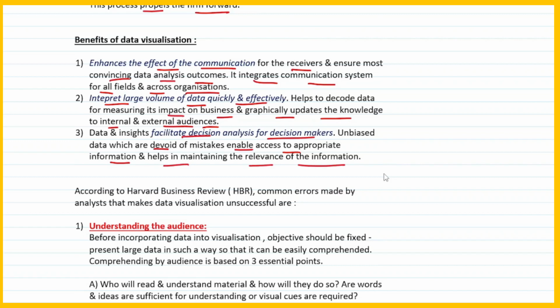So the benefits of data visualization is basically it enhances the effect of communication for the receivers and it also ensures most convincing data analysis outcomes, right? Now it will also help you to interpret large volume of data quickly and effectively, and finally it can help you in facilitating decision analysis for decision makers, right?